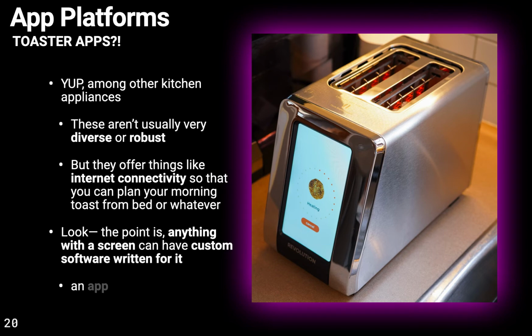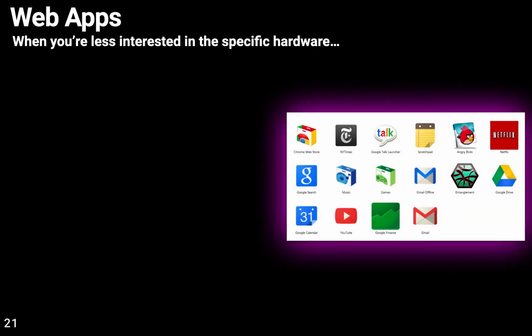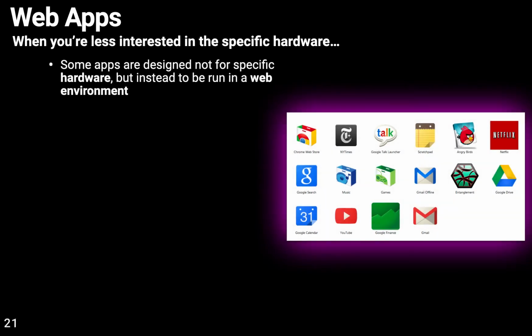And that is known as an app. Now, we've talked about all the different platforms, illustrating how anything that can compute and can display something can have an app on it. But really, the focus of this course is actually not, as the title suggests, mobile apps, but web apps. Because, honestly, a lot of those hardware considerations wind up getting in the way. So when you're not really interested in the specific hardware, you can look into web apps. Some apps, like web apps, are designed not for the hardware, but to be run in a web environment, right? So HTML, CSS, JavaScript, those kinds of languages, running in a web browser.